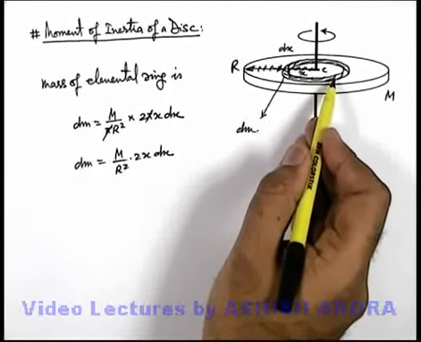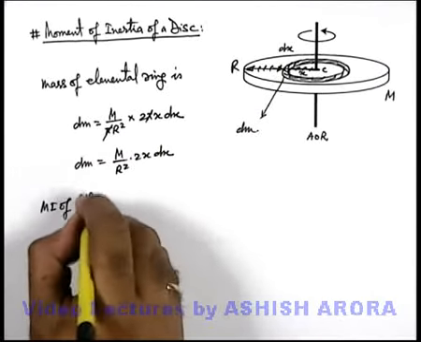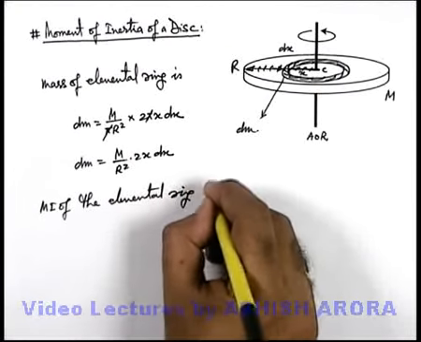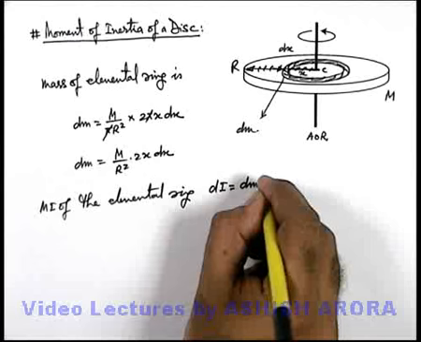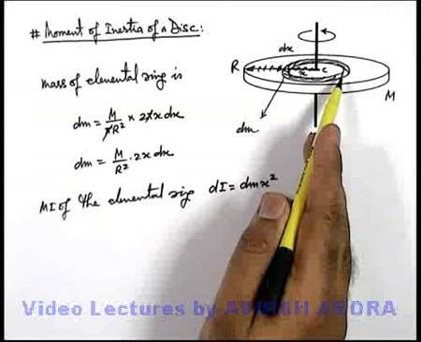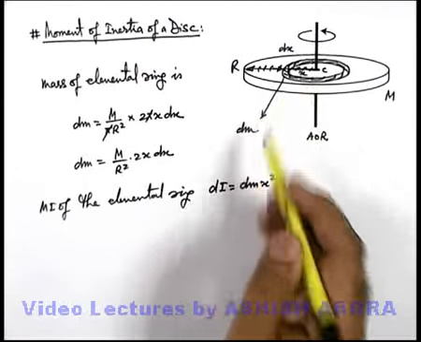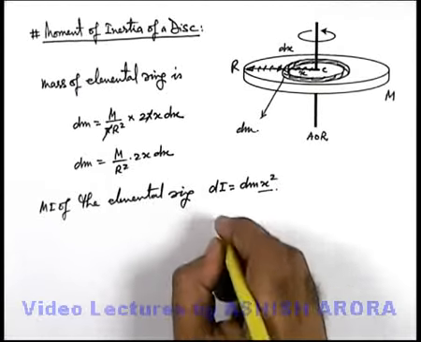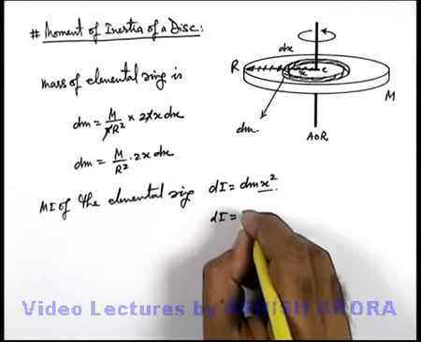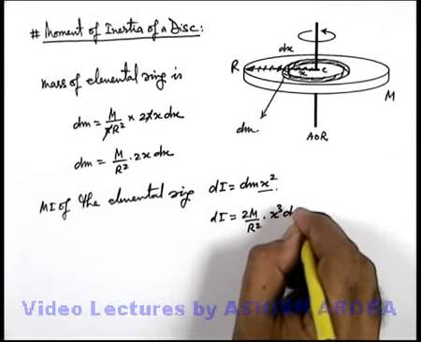Now, as this is a ring, the moment of inertia of the elemental ring can be given as dI, which can be written as dm x square. As we have just now studied the moment of inertia of a ring, we can write it as m r square. So for a ring having mass dm and radius x, the moment of inertia can be written as dm x square. We substitute the value of dm over here, and it will be 2m by r square multiplied by x cube dx.